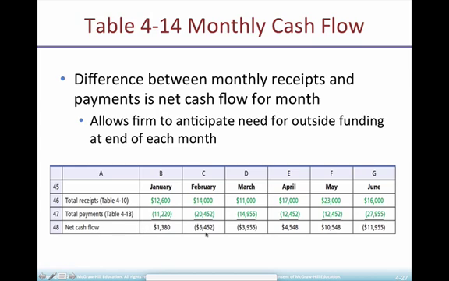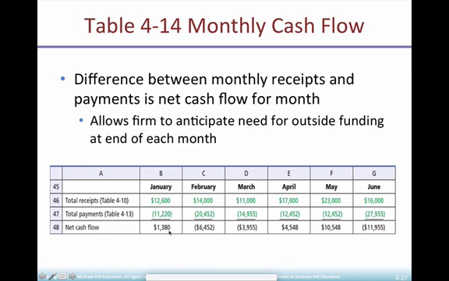Positive, negative in February because we had that equipment purchase of 8,000, a big one. And then negative again in March, and in April, May, positive. And then again in June, we have so many expenses: equipment, dividends, taxes, interest. This is why we have such a big negative cash flow.